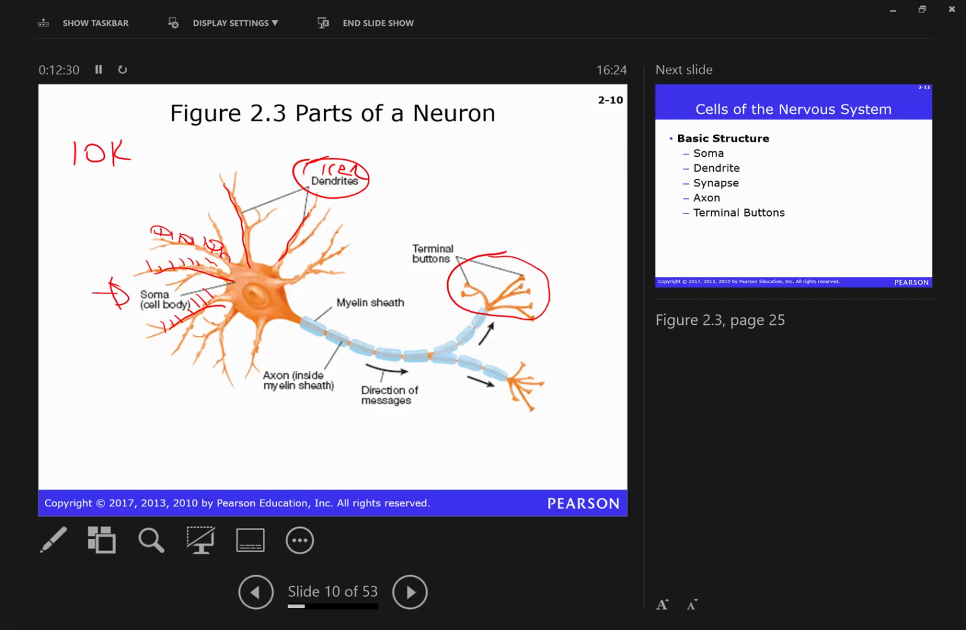What's in the soma? All of the sort of mechanics that you need to make this cell operate are going to be located in the cell body, right? That's where the nucleus is going to be. We're going to have mitochondria. We're going to have a lot of other things there. There are certain things we're not going to have. There are certain limitations, things that neurons can't do, okay?